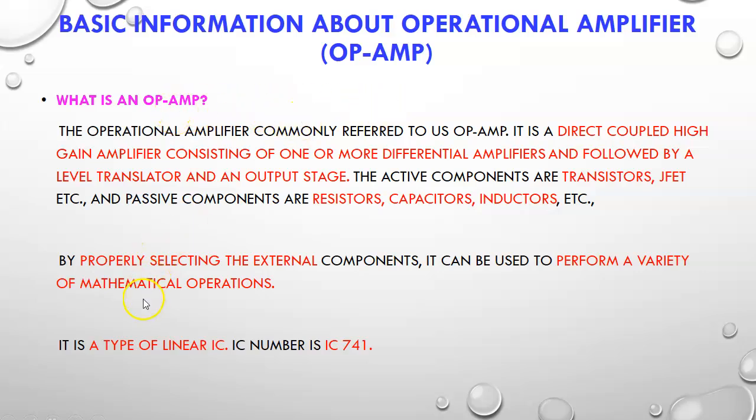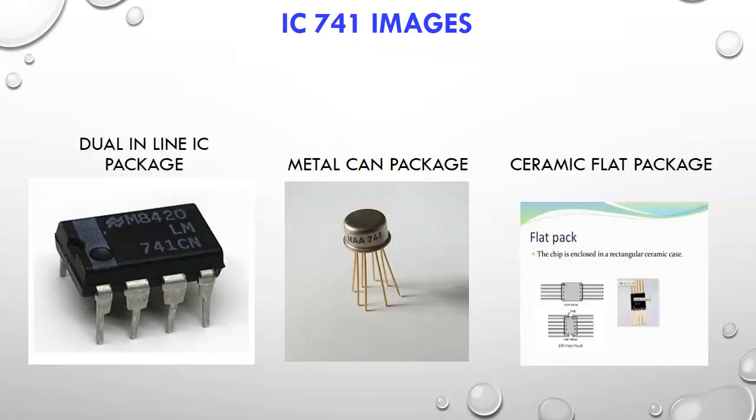Operation means the mathematical operations this IC can do, like a calculator. It can do mathematical operations such as addition, subtraction, multiplication, integration, differentiation, etc. Many more applications. It is a type of linear IC. The opamp IC number is 741. IC 741 is the operational amplifier IC number. It is available in the market in three packages. One is dual inline package, another one is metal can package, another one is ceramic flat package.